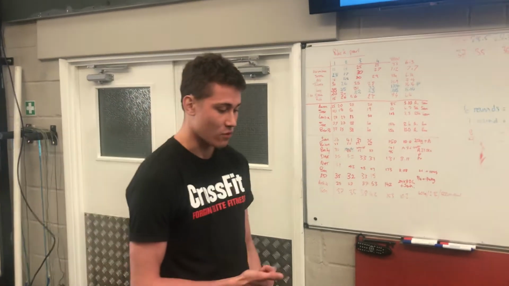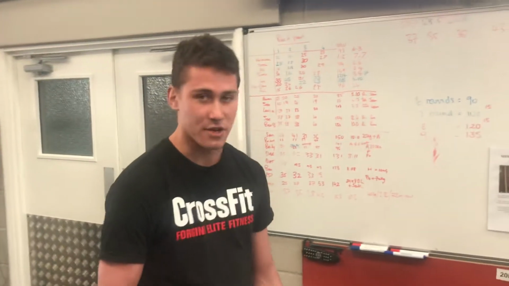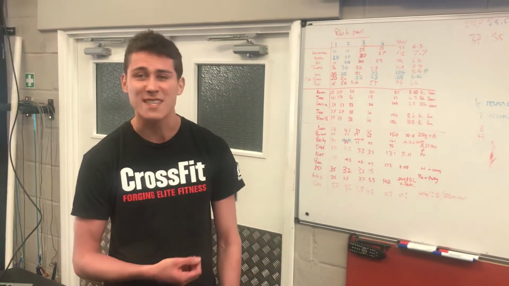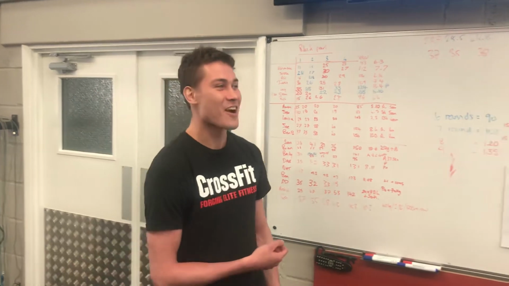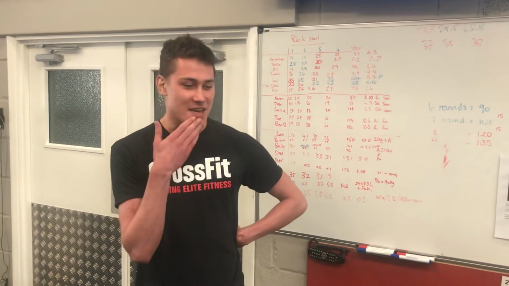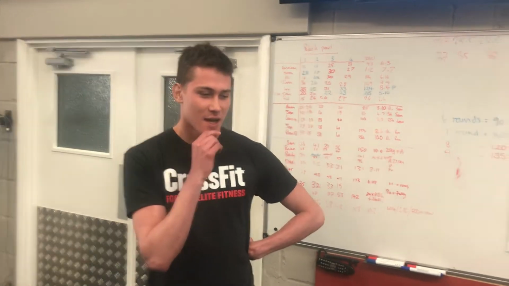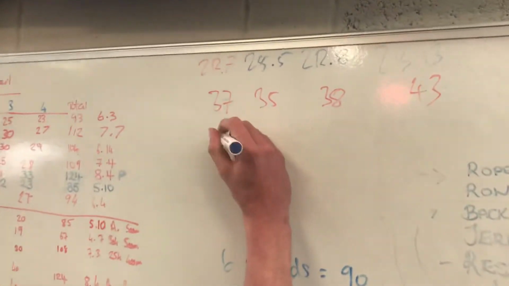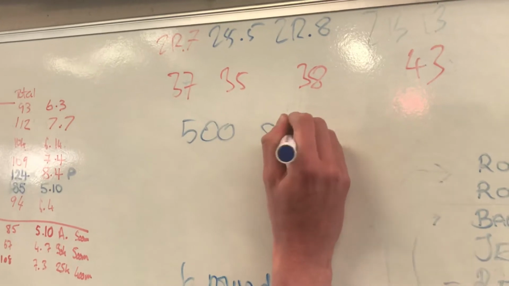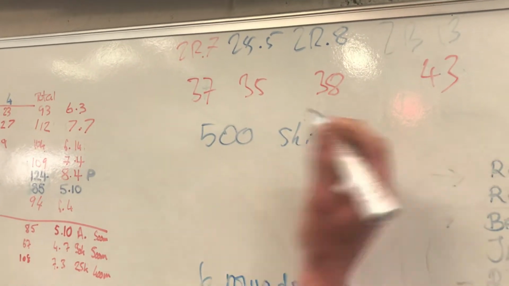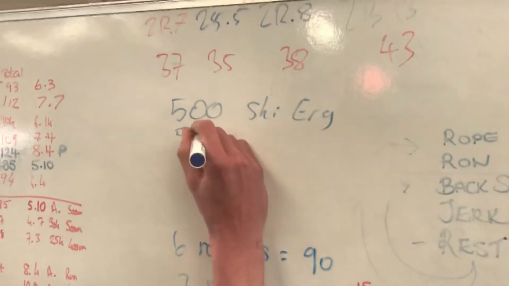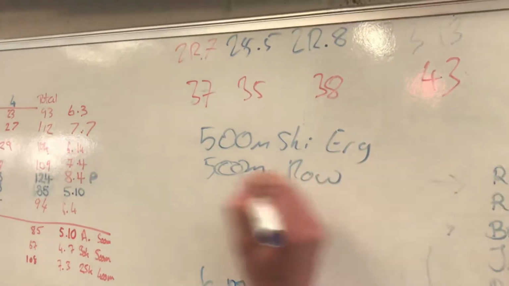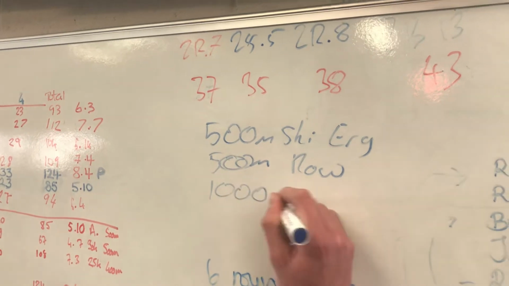A good workout, which I was watching a video about yesterday, is this workout from the Dubai Fitness Championships in January this year called Acid Bath. And it's 500 meters ski erg, 500 meters rowing. Do you want to write it down? Put it on the board? Yeah, 500 meter ski, 500 meters row. And then it's 1,000 meters.